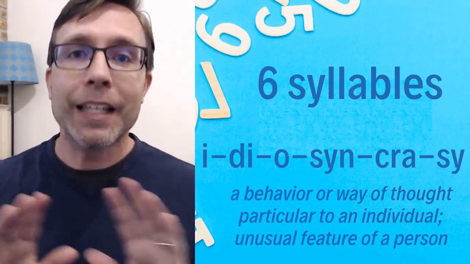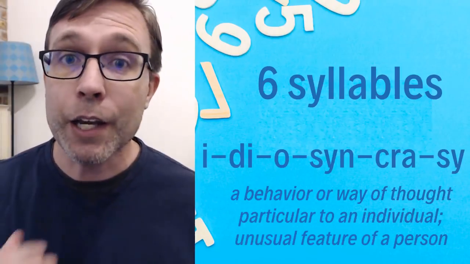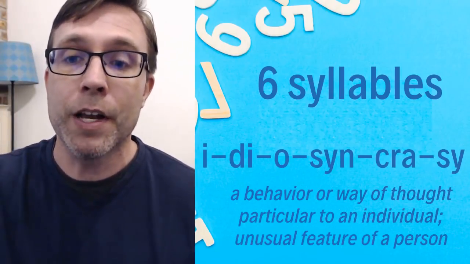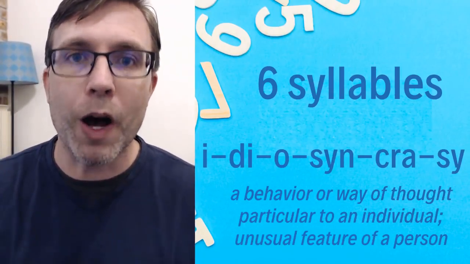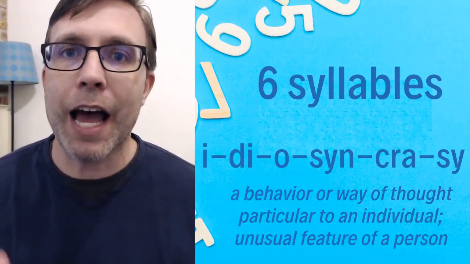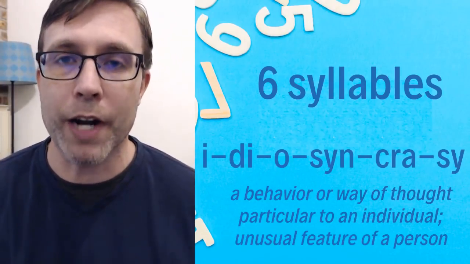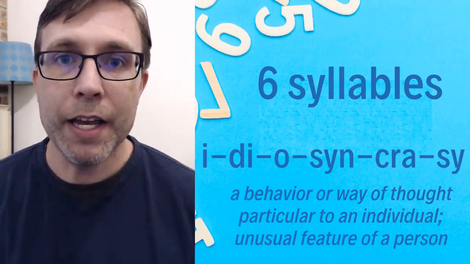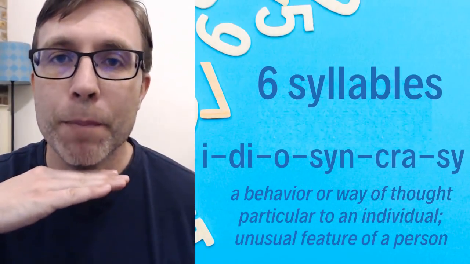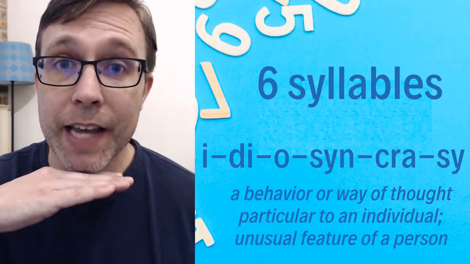All right, now let's get back to the pronunciation. Idiosyncrasy has 6 syllables. Now, if you're wondering how you can tell how many syllables a word has, one way to do that is to take your hand, put it below your chin, and then say the word.